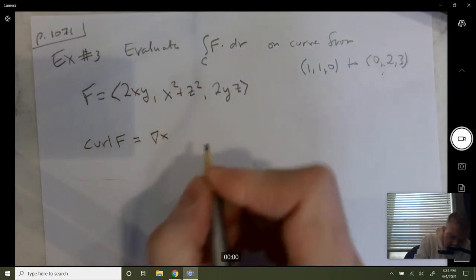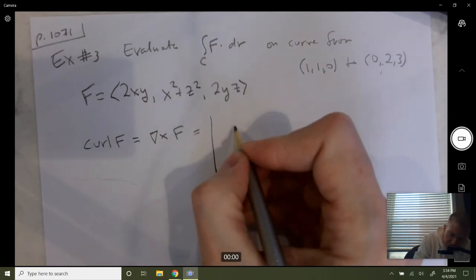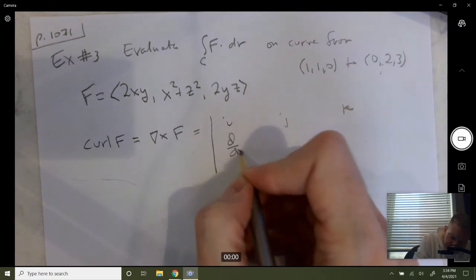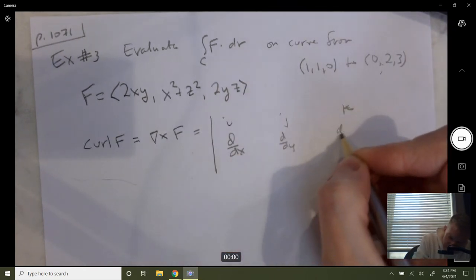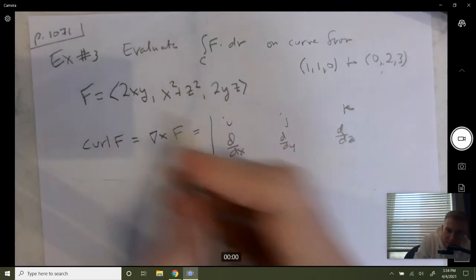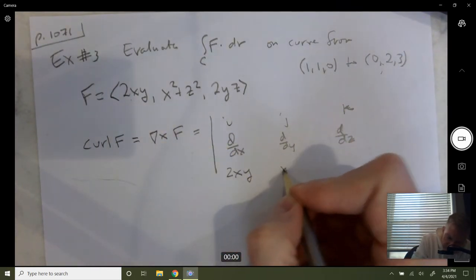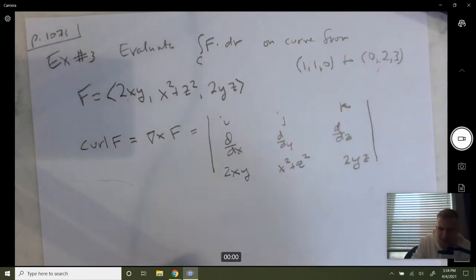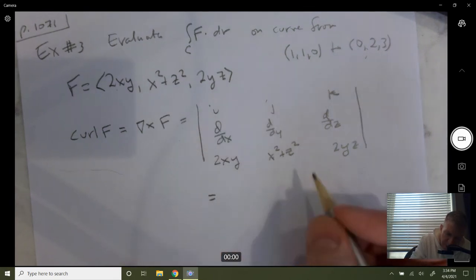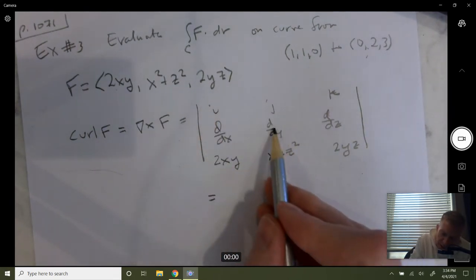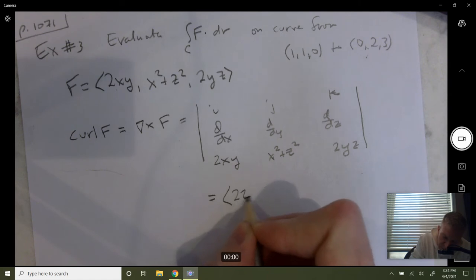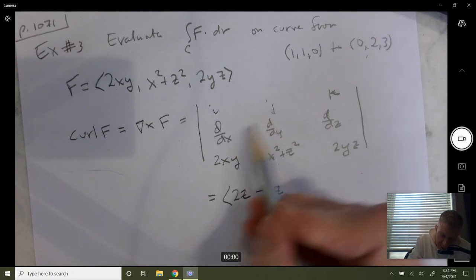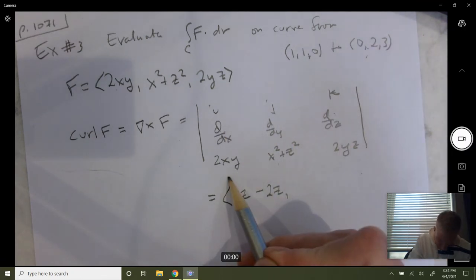So the curl of F, this is good practice to remember how to do that. We do this thing crossed with our vector field. That's an i, a j, and a k, a d/dx, a d/dy, and a d/dz. And then we've got the 2xy, we've got x squared plus z squared. We actually might have already done this one in the previous section, but it's good practice to do it again. So in the i direction, we get the y derivative of this, so 2z, minus the z derivative of this, 2z. In the j direction, we do this minus this, but we make it negative.